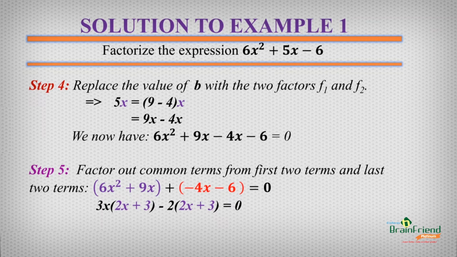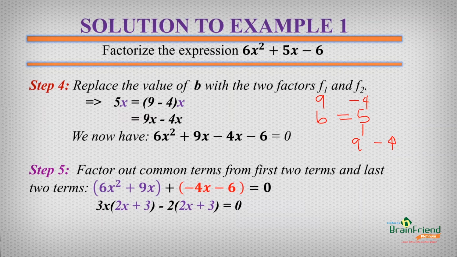So let's go to our step 4, which will be to replace the value of B with the two factors F1 and F2. Our two factors are actually 9 and -4. So let's replace B with those two factors. Our B is equal to 5. So when we replace it, we'll have 9 and then -4 in place of 5.